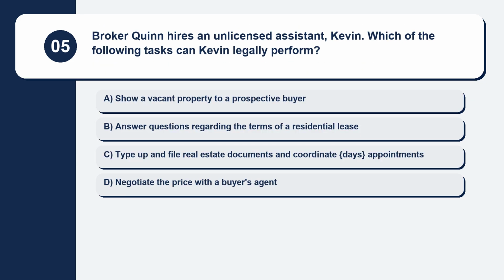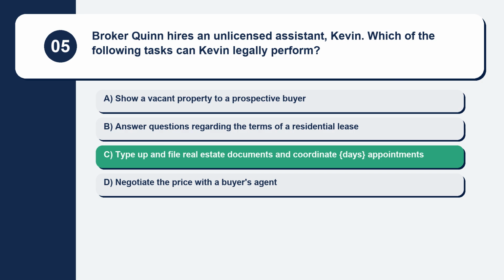Question 5. Broker Quinn hires an unlicensed assistant, Kevin. Which of the following tasks can Kevin legally perform? Here are your options. Option A, show a vacant property to a prospective buyer. Option B, answer questions regarding the terms of a residential lease. Option C, type up and file real estate documents and coordinate day's appointments. Option D, negotiate the price with a buyer's agent. The correct answer is option C, type up and file real estate documents and coordinate day's appointments.